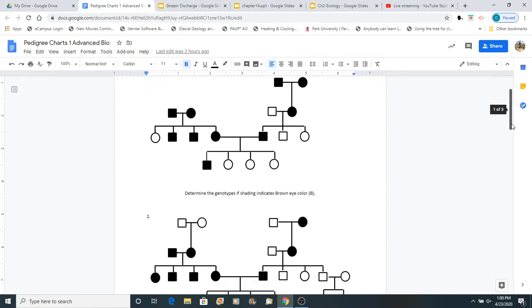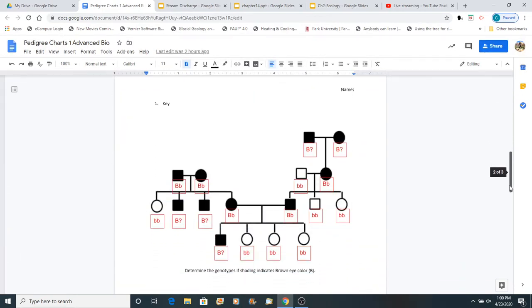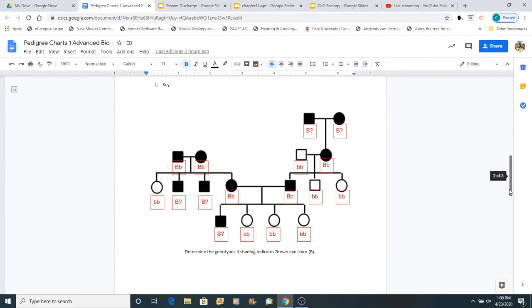In number 1, if we scroll on down, let's see the key, this is how it should have been filled out. I saw some things that were not quite right on some of yours, and that's okay. If you did have some mistakes, just add a little private comment that says, I watched the video, I understand where I made the mistakes, and we'll go from there. I'll give you all your points.